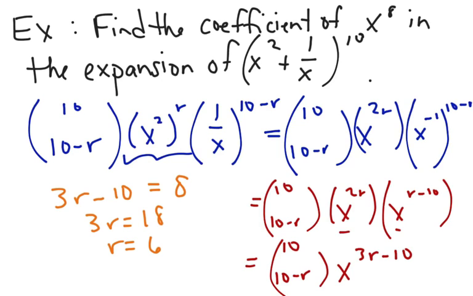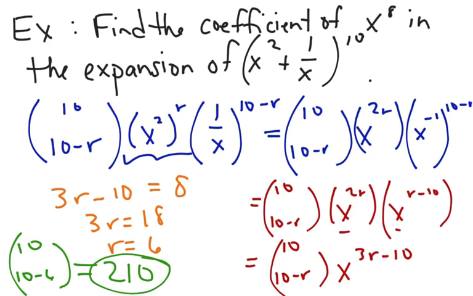Now I can finish this problem off. I want 10 minus 6. So we're going to do that combination in our calculator because all we care about is the coefficient in this problem. We don't care about the entire term. So 10 and then nCr, and then 4 is going to tell me that the coefficient of the term that has the x to the 8th is 210.